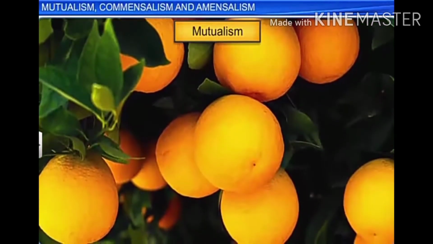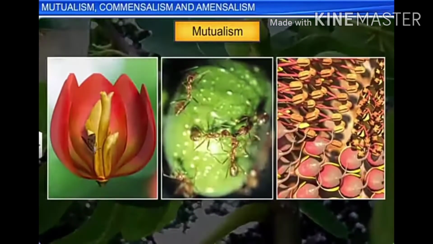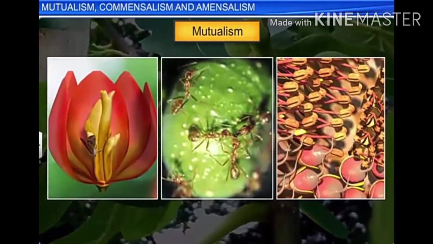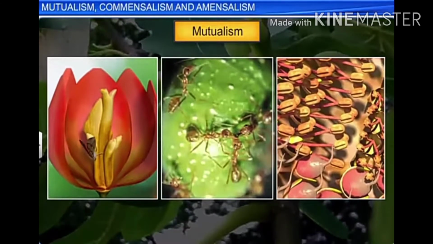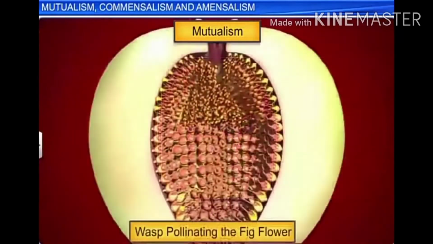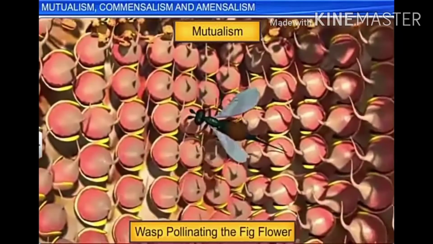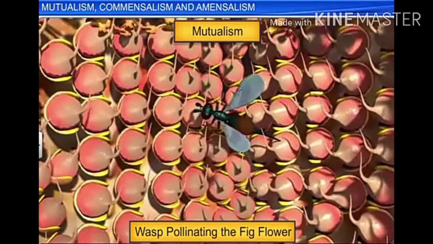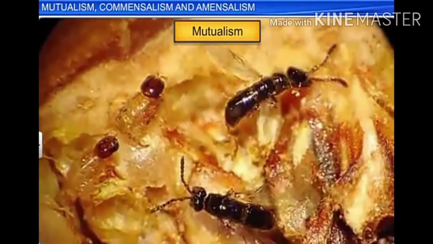In fact, a given fig species is pollinated only by its partner wasp species and no other species. The wasp serves as a pollinator, while the fruit serves as an oviposition or egg-laying site. In addition, the developing seeds inside the fruit provide nutrition to the growing larvae.